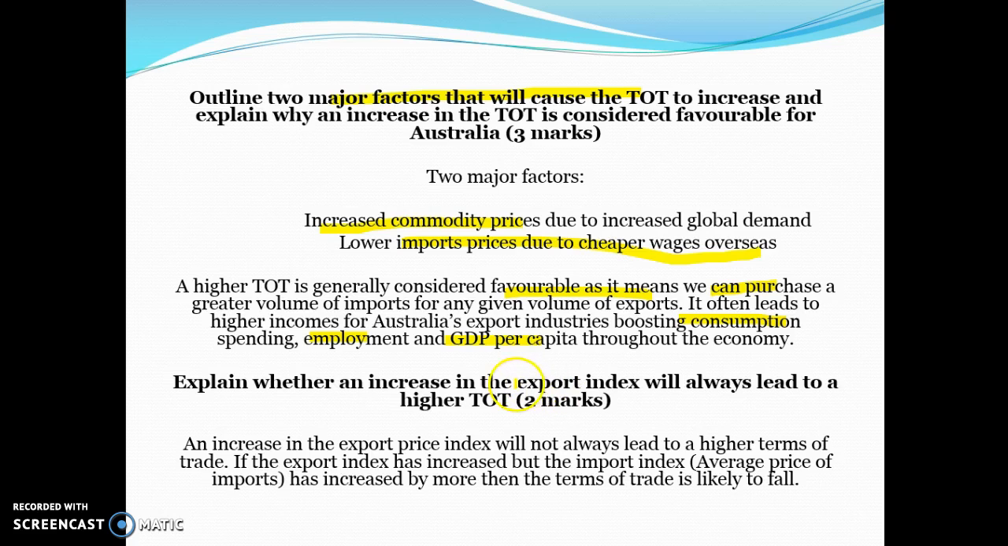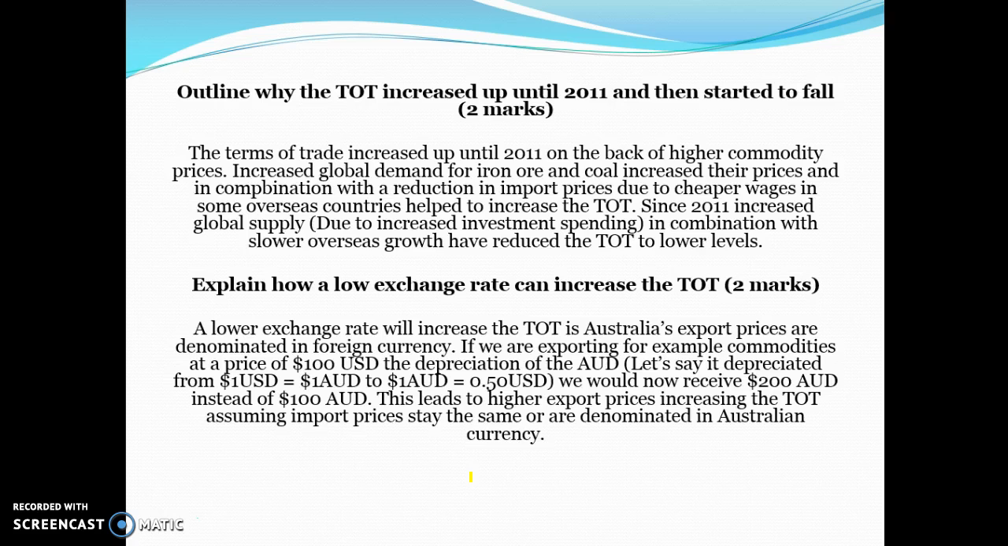Explain whether an increase in the export index will always lead to a higher terms of trade. Well, no, it won't, because if there's an increase in the export price index, but the import price index increases by more, then the terms of trade will fall. So there's no guarantee the terms of trade will rise just because the export price index has increased.